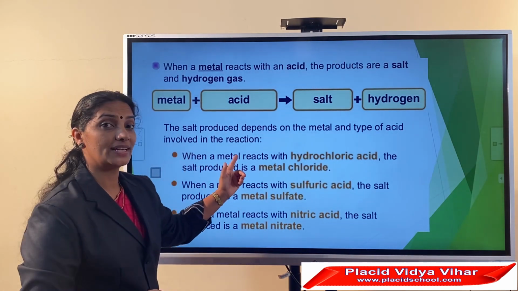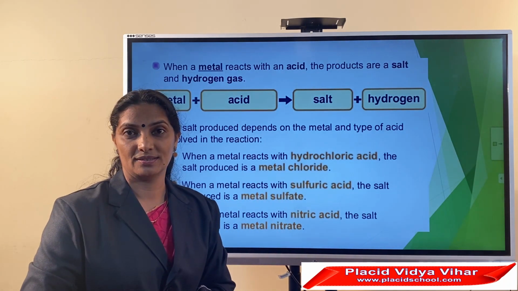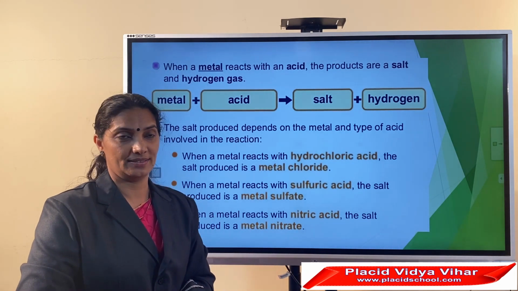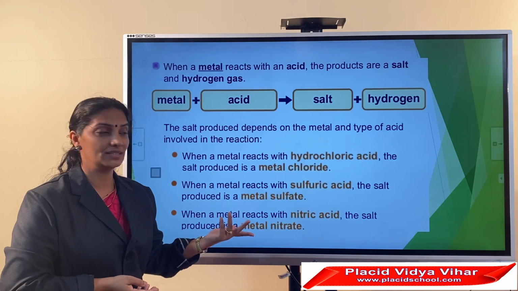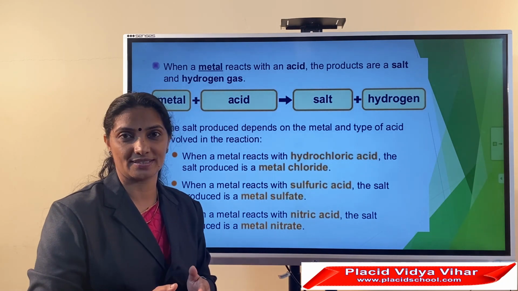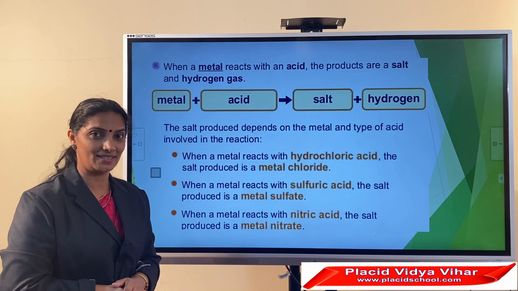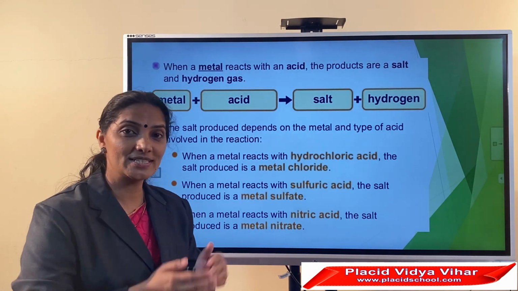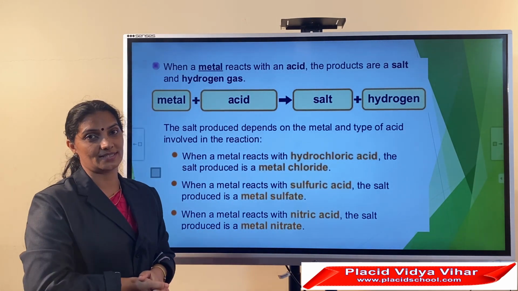Then, when metal reacts with hydrochloric acid, chloride salts are produced. We observed iron plus hydrochloric acid produces iron chloride. Then when metals react with sulfuric acid, what is formed? Metal sulfate is formed. Magnesium sulfate. We observed the reaction. When metal reacts with nitric acid, what is produced? Metal nitrate. So this is a conclusion or general form of these reactions.